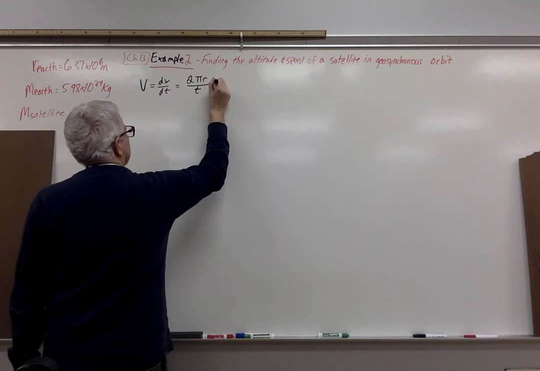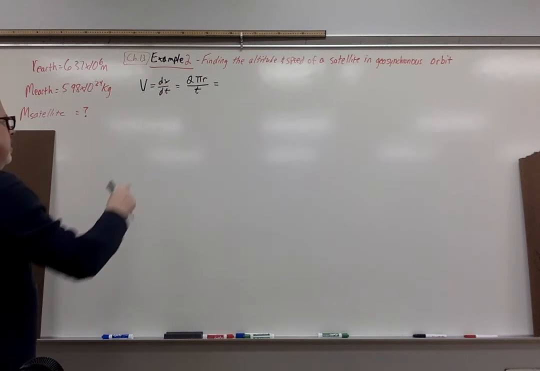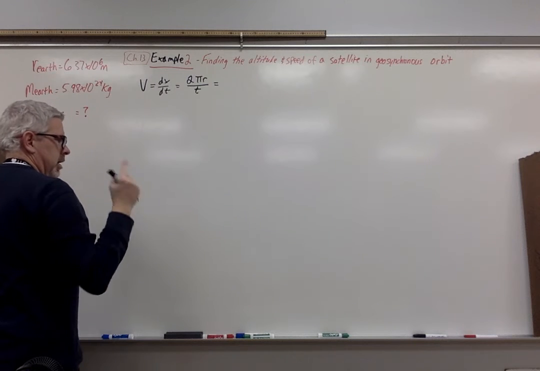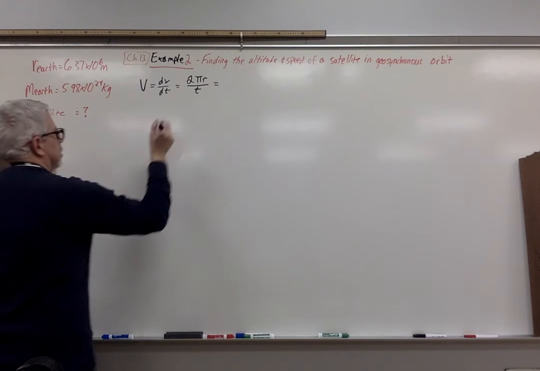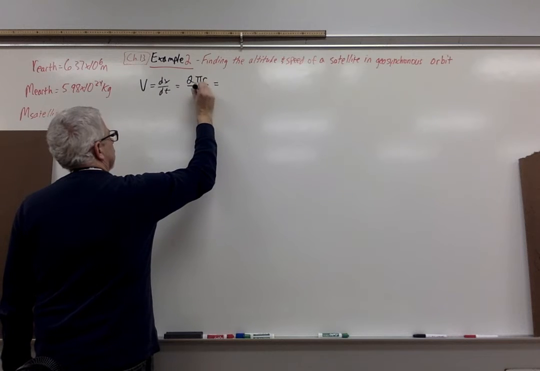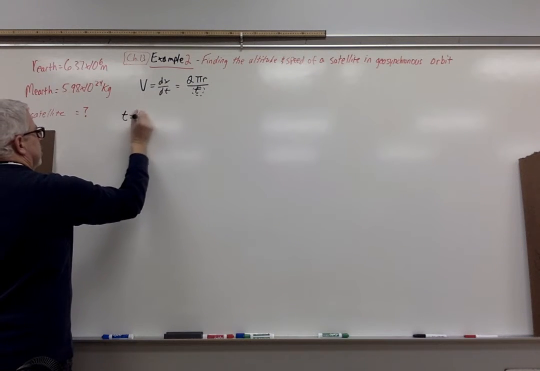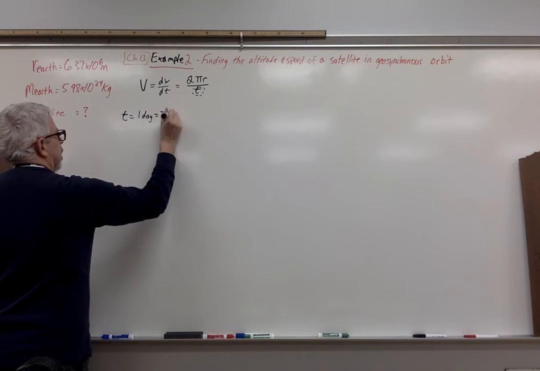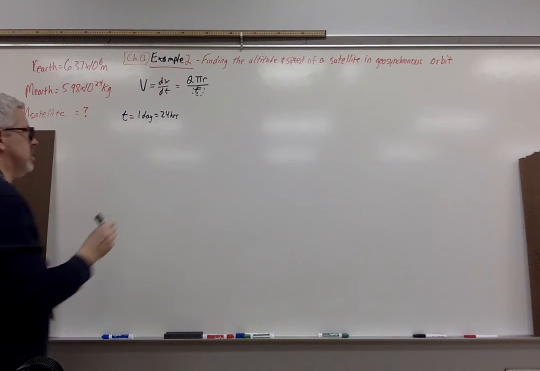Okay, well, we don't know what this r is yet. We should know what t is, because if it's a geosynchronous satellite, it's going to orbit at the same rate of the Earth. So what that means is, with this t, it's going to be 1 day, 24 hours. But I want to find that in standard units, which is seconds.